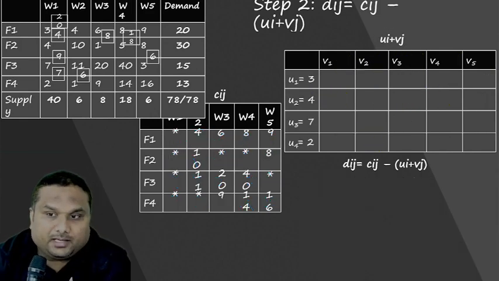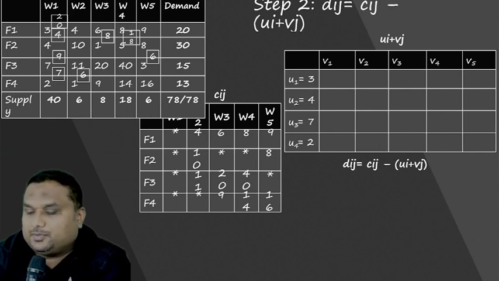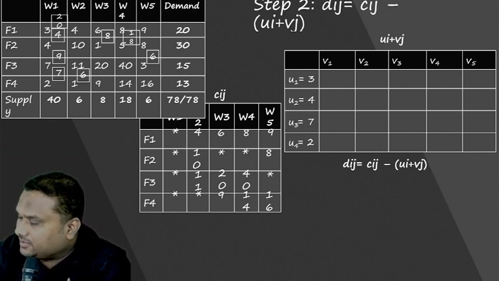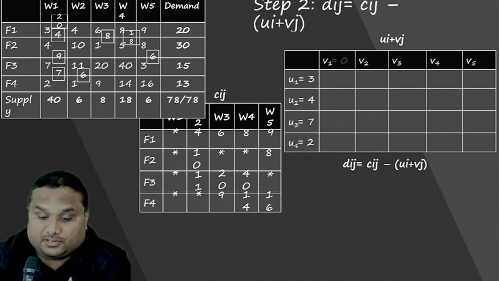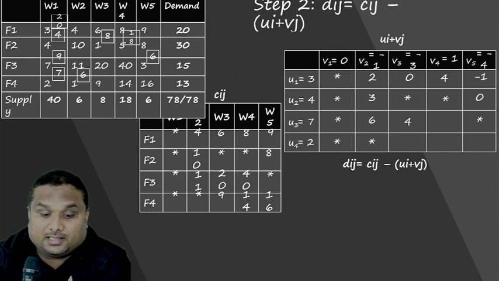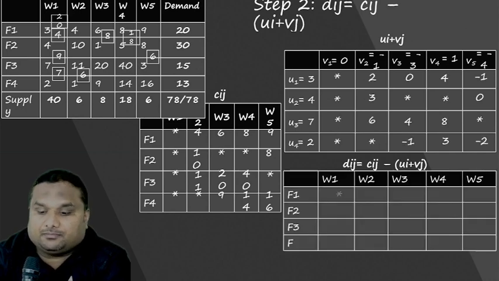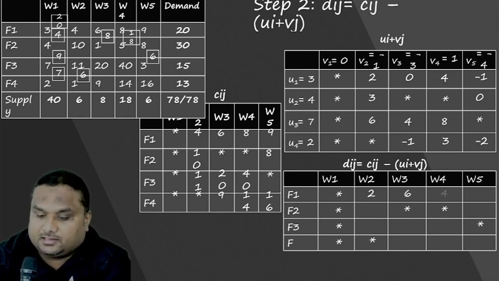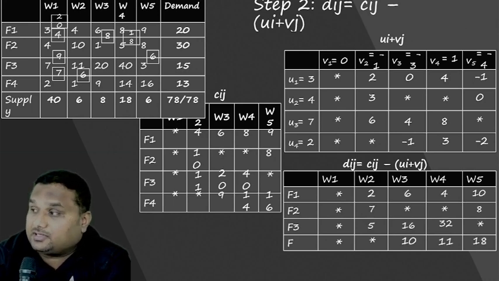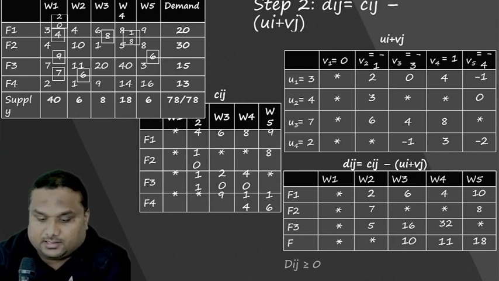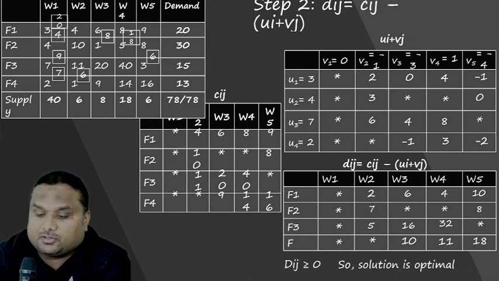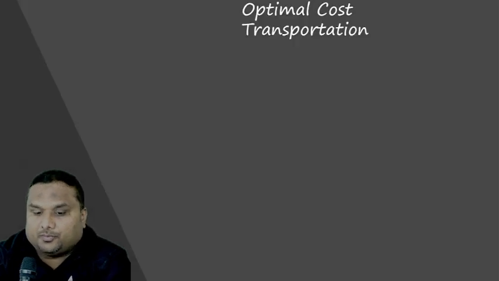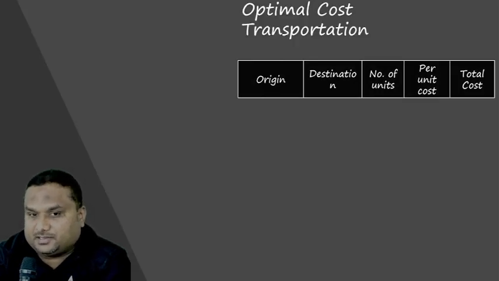Actually I made animations for everything, but because of the software change, instead of PowerPoint we are using some other software, WPS something. That is why this change came. See, there is some slight difference in the value, because one value we altered. Since all Dij are greater than or equal to 0, the solution is what? Optimal.